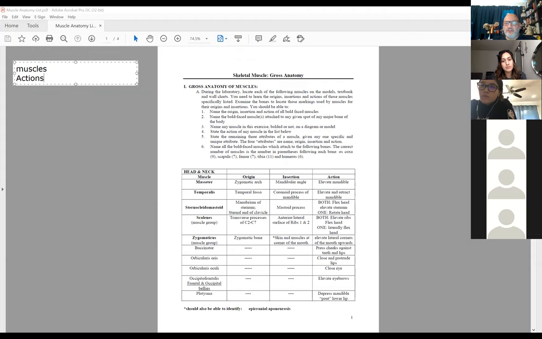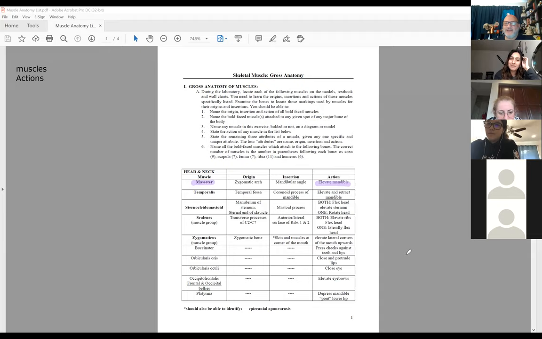So for instance, notice the first muscle on this list is the masseter, and it elevates the mandible. What does that mean? Closes your mouth. Yeah, brings it up, there you go. Closes the mouth. That's a common way to describe that. So if I ask you for the action of the masseter on the exam, are you going to say that it closes the mouth? No. Elevates mandible. You need to make sure that you use the appropriate anatomical terms.